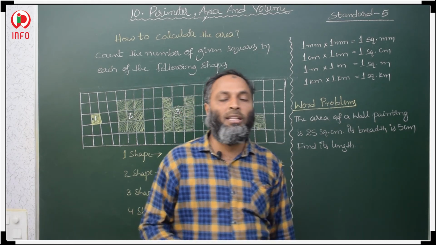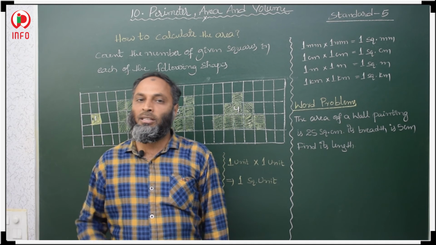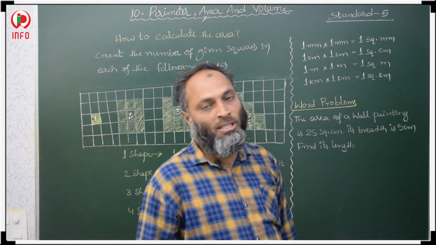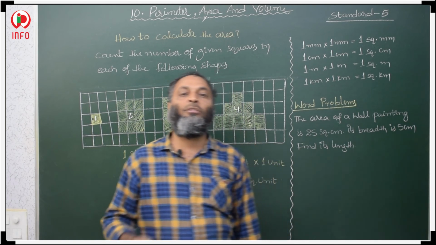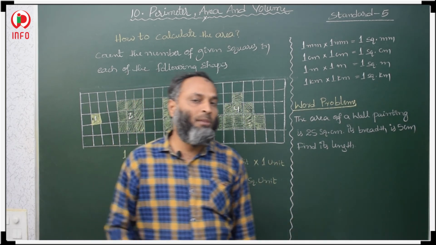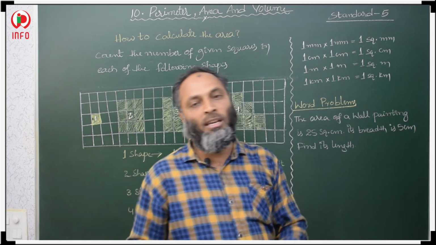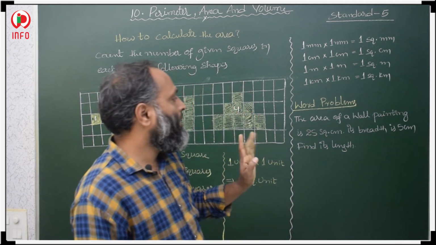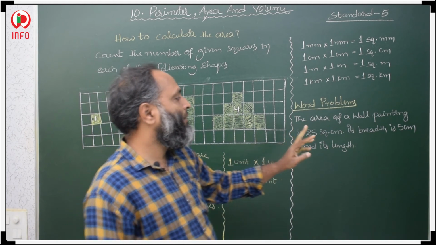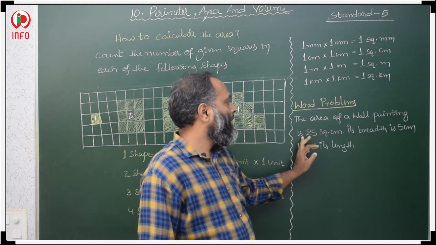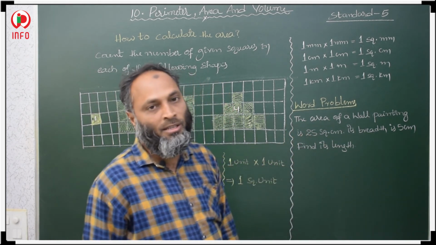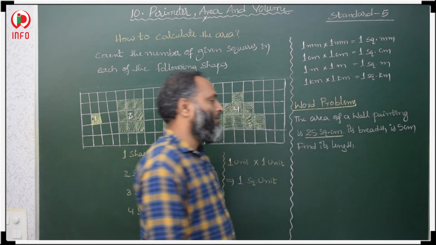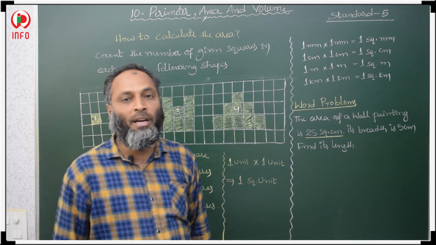If kilometers, write square kilometers. If meters, square meters. If centimeters, square centimeters. If millimeters, square millimeters. So area means length into breadth. Now in the word problem, the area of a wall painting is 25 square centimeters. So the total area they painted is 25 square centimeters.